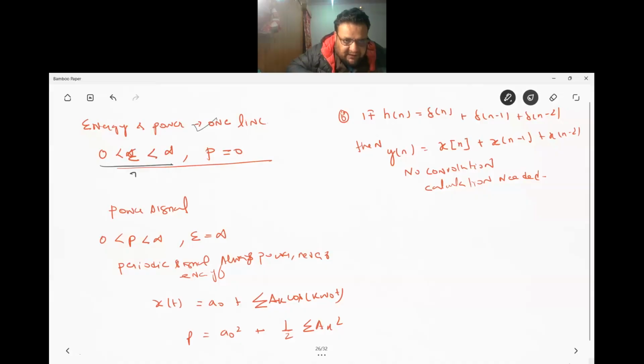Basically, energy will be finite. An energy signal has finite energy and average power zero, whereas a power signal has infinite energy, like a sinusoidal signal and so on. Okay. And this question is to be solved just now.